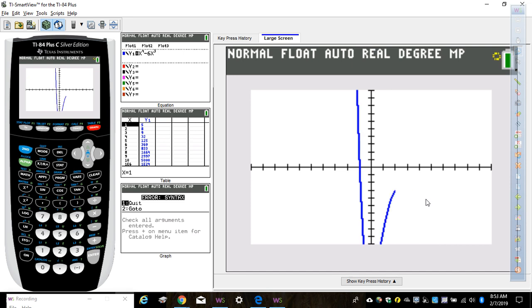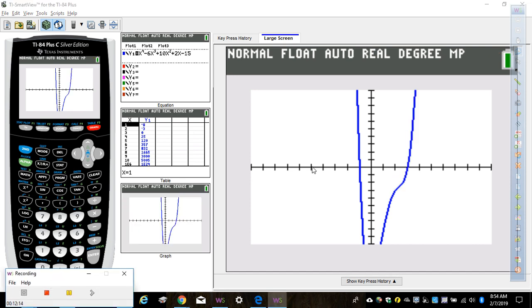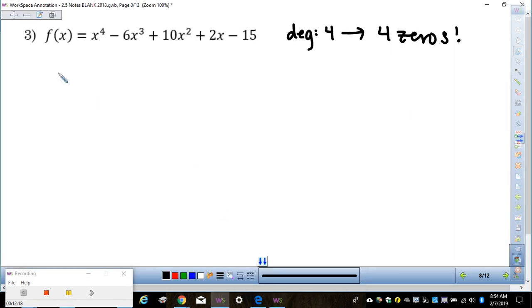Looks like we've got a 0 at negative 1, and we have another 0 over here at positive 3. It's only showing 2, but since the degree was 4, that means that we should have 2 more. This is telling us that the other two zeros are imaginary zeros because those aren't going to show up on the graph. So let's do something with the zeros that we see, the negative 1 and positive 3.